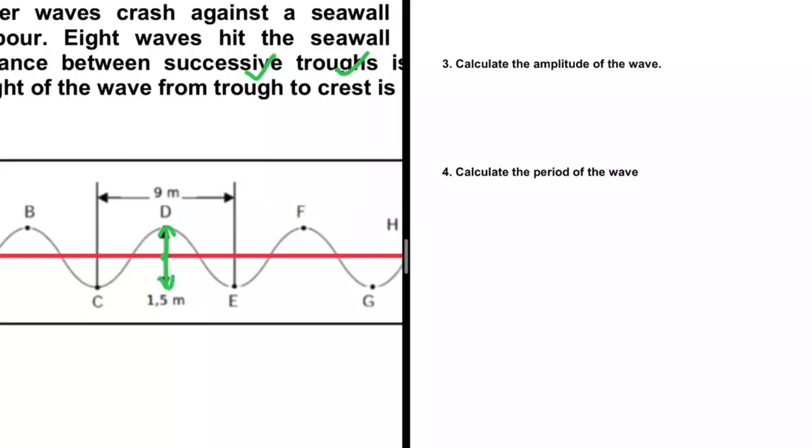So in this case, we can say that the amplitude is equal to 1.5 divided by 2, which will be equal to 0.75 meters. So there we go. We have our amplitude, which is 0.75 meters.